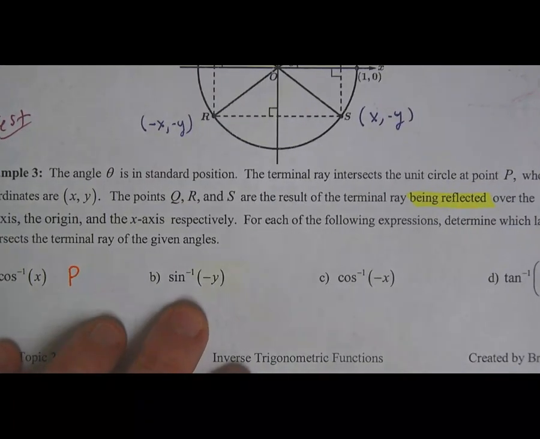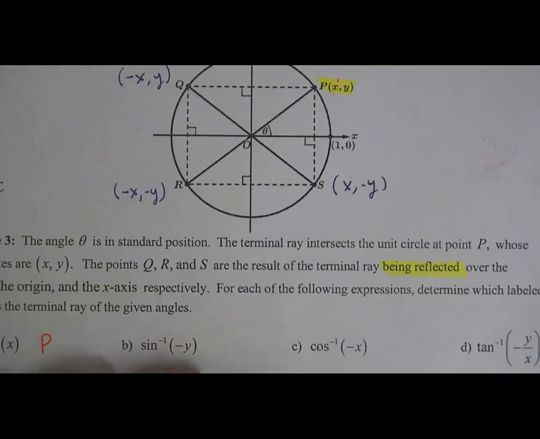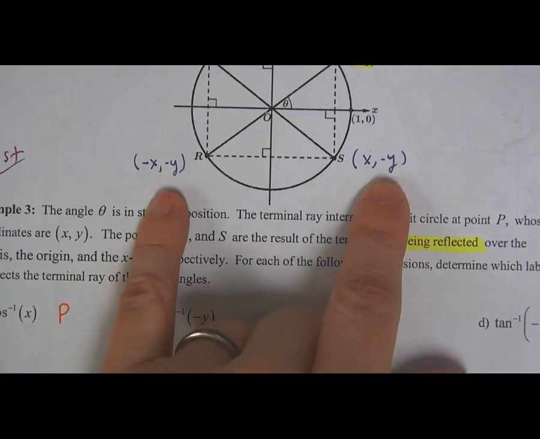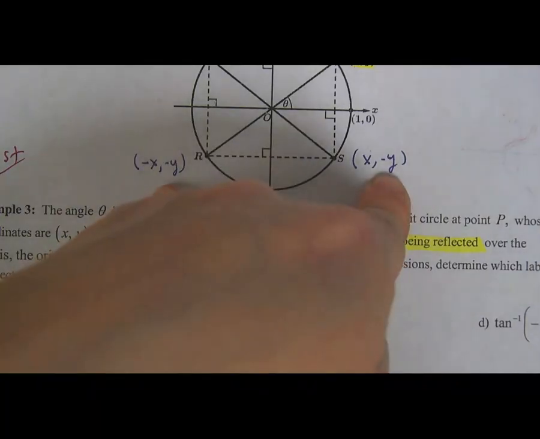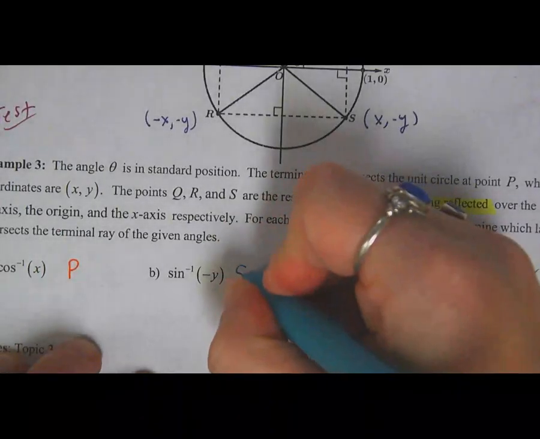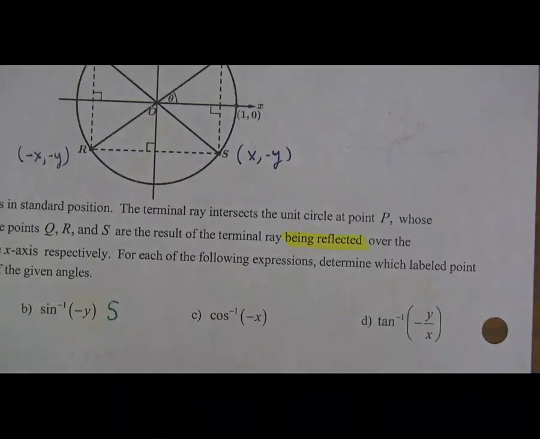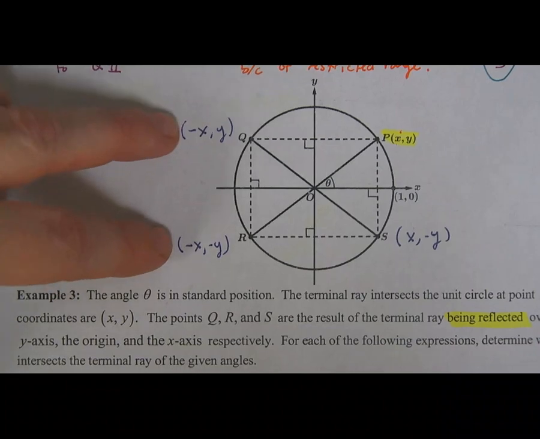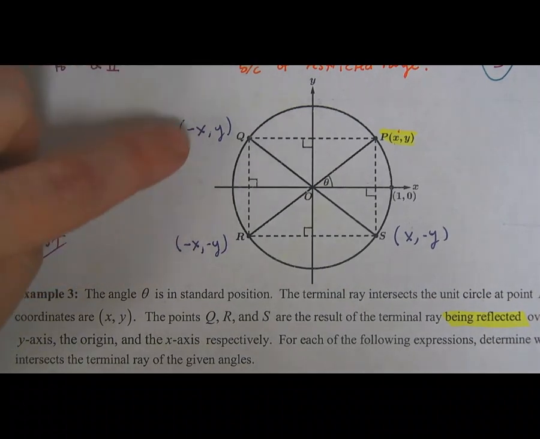So part B, where is sine negative y? R and S. You should really be able to pick those out quickly. But arc sine is limited to quadrants 1 and 4. So it's got to be point S. Moving right along, where is cosine negative x? Q and R, right here, negative x. Cosine is the first part of the ordered pair, but arc cosine is limited to quadrants 1 and 2, so we have to go with point Q.